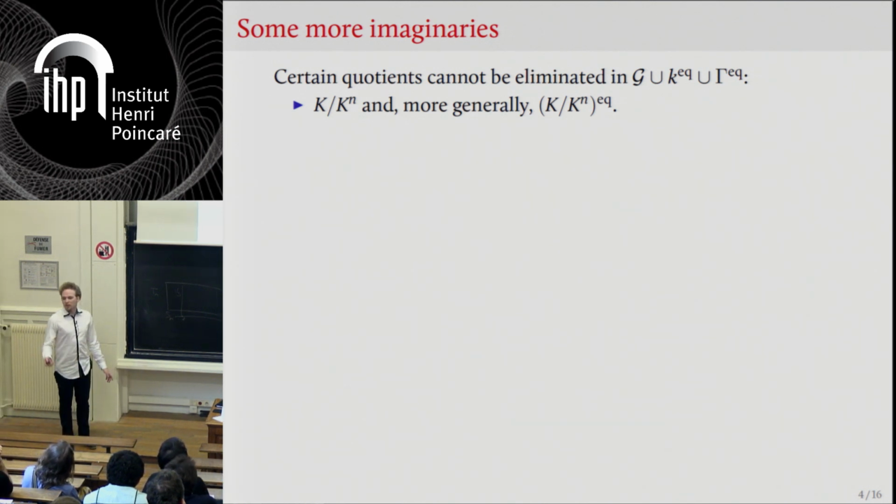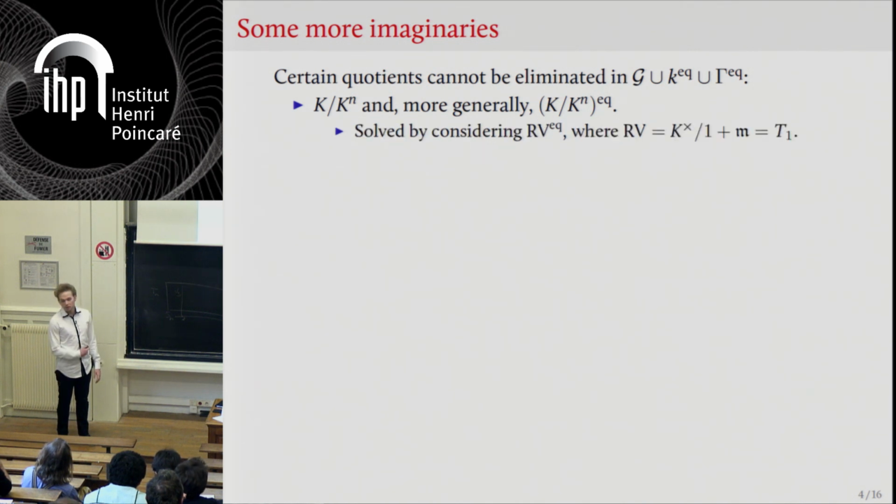So maybe they're finite sets, and then they probably won't bother us too much. But maybe they're infinite, and then they're probably going to bother us a lot. And actually they might even have their own imaginaries that we have to deal with. So in fact, this problem is already known to happen when you're trying to eliminate quantifiers, and we know a solution for that, which is to use this RV thing I was talking about earlier, which is just T1.